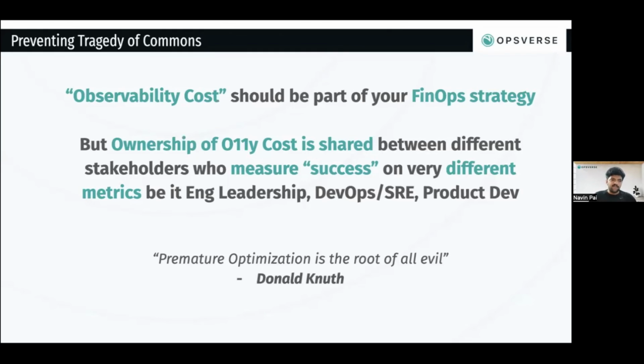So it's very, very important for you to understand that observability cost is always going to be a shared conversation. And finally, I'll just end with this one statement which probably encapsulates a lot of what we're talking about today, where we say premature optimization is the root of all evil, right? Which is something that Donald Knuth had famously said.